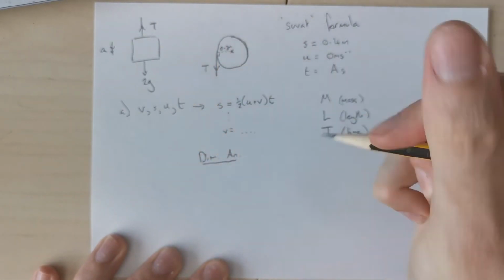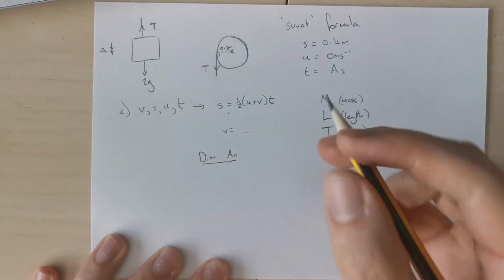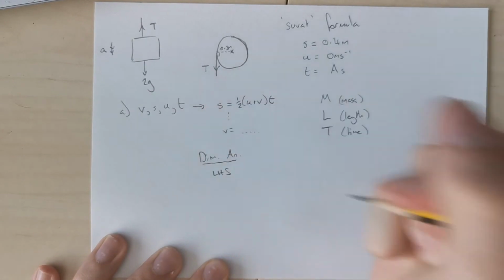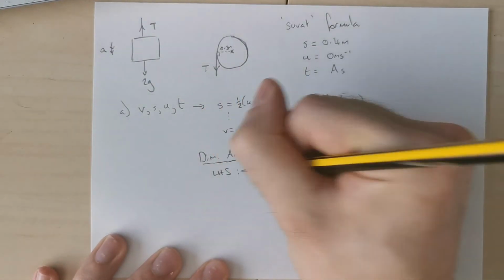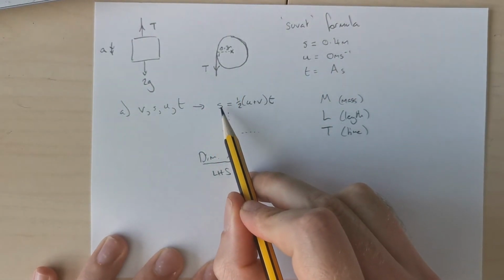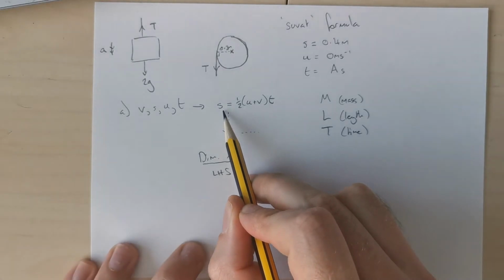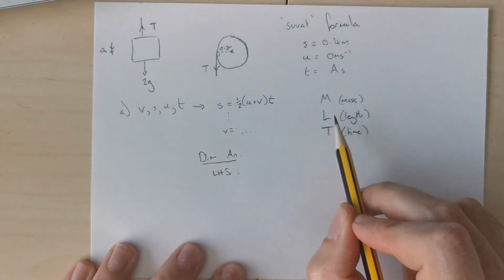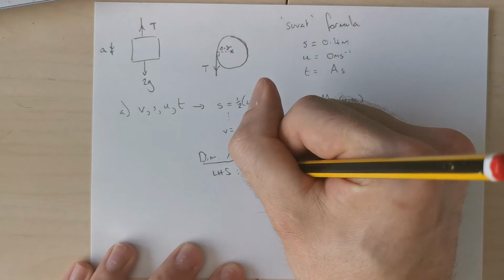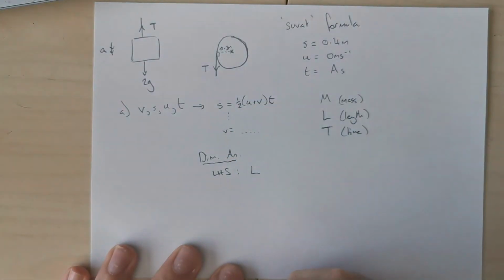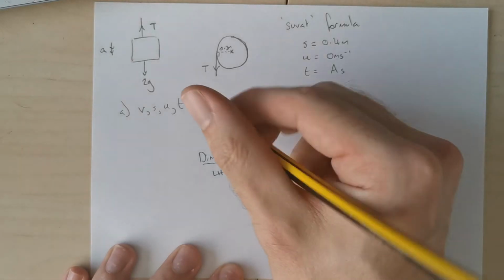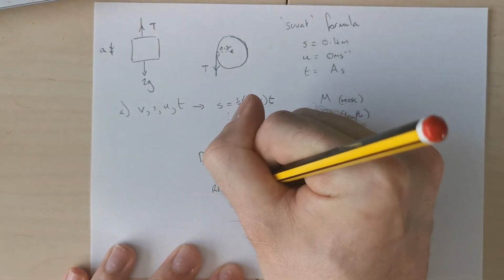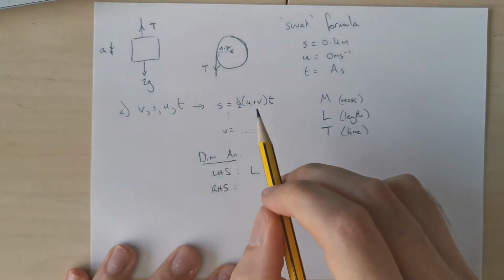So considering the dimensional analysis of this formula, if we have a look at the left-hand side, represented by S, that is simply displacement. Displacement is representative of a length. So the dimension we have on the left-hand side is simply capital L. A little bit more work is going to be needed for the right-hand side.